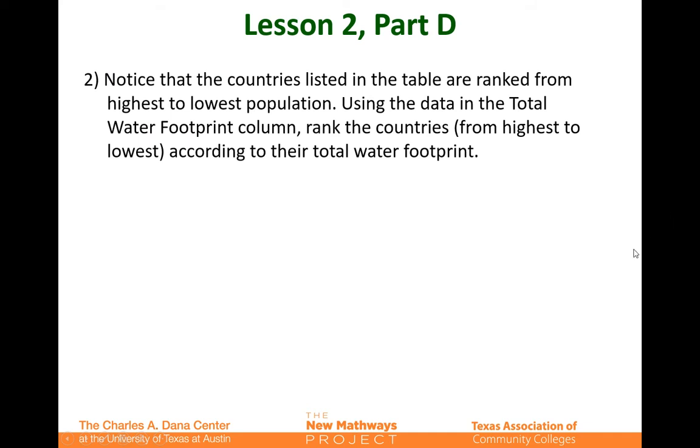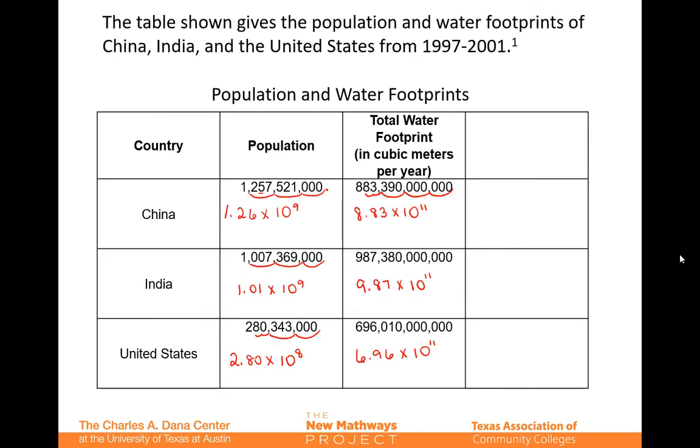Notice the countries listed in the table are ranked from the highest to lowest population. Using the data in the total water footprint column, rank the countries from highest to lowest according to their total water footprint. Let's see. Well, if I'm ranking them for their water footprint, I would say India uses the most. 1, 2, 3. This is the water footprint. Now, that's just their total water. It's not per capita.